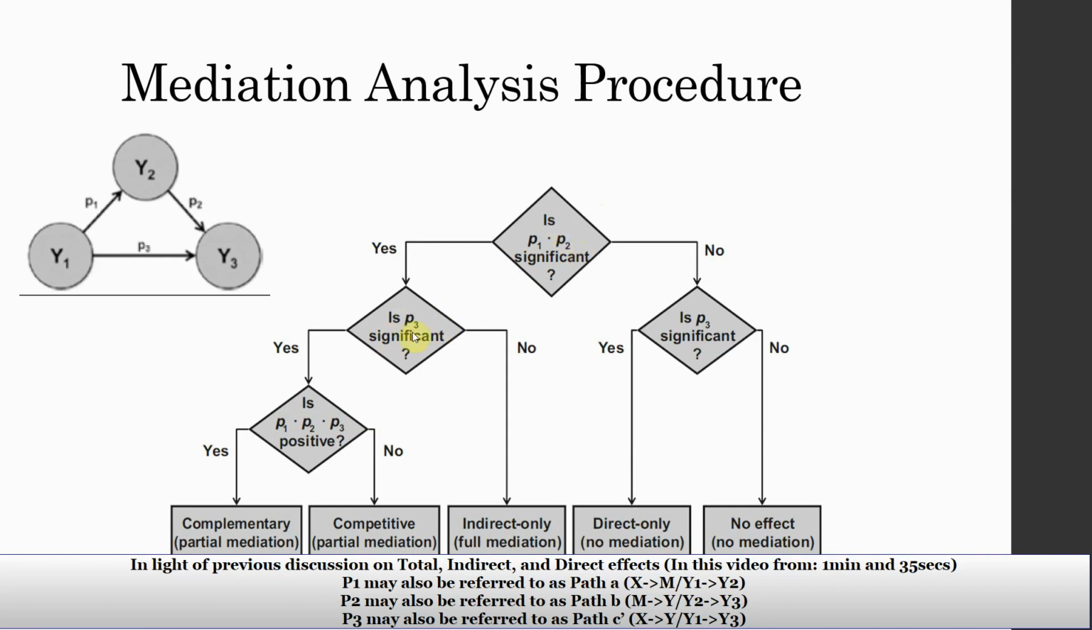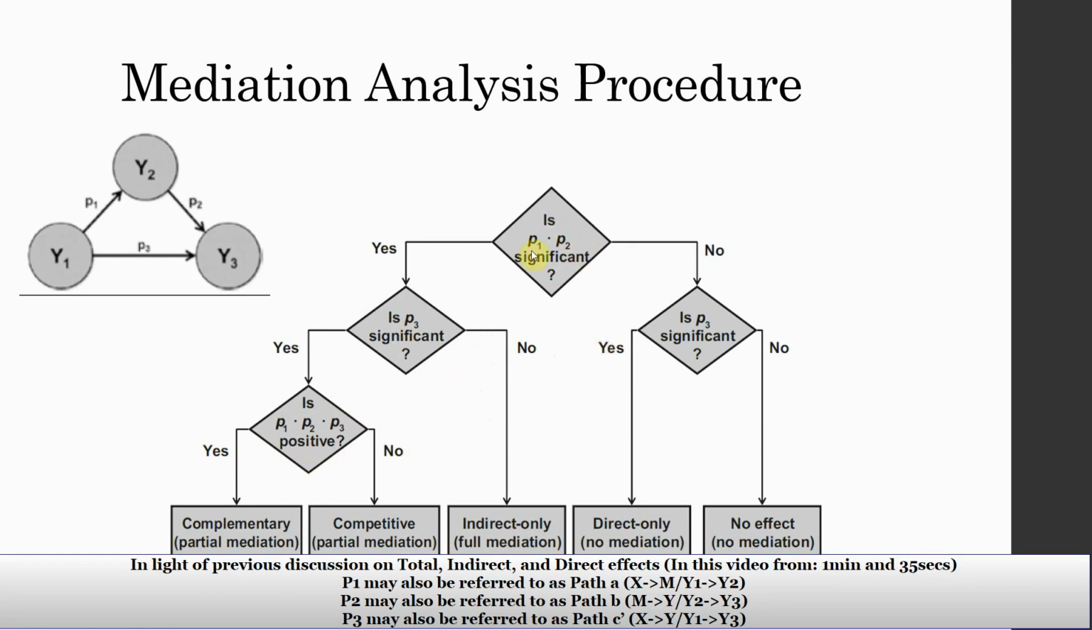If P3 is significant, now we check for complementary or competitive mediation. If P1, P2 and P3 are all positive, you've got complementary partial mediation. Otherwise, you've got competitive partial mediation. Again, if P3 is not significant, you've got full mediation. That is, your direct effect is insignificant and all the influence is passing to the dependent variable through the mediator.